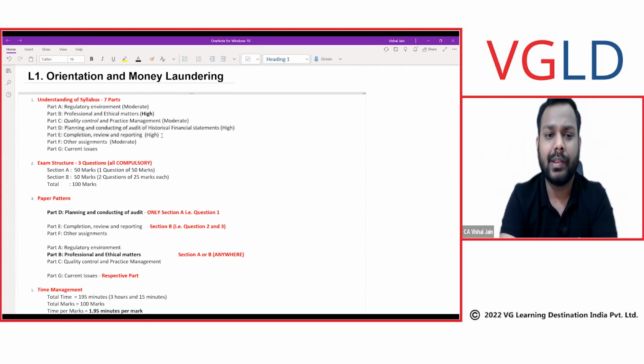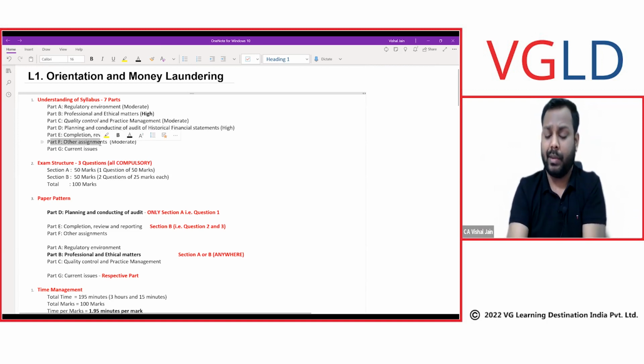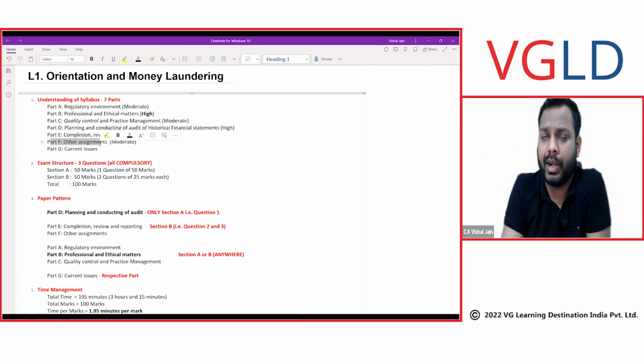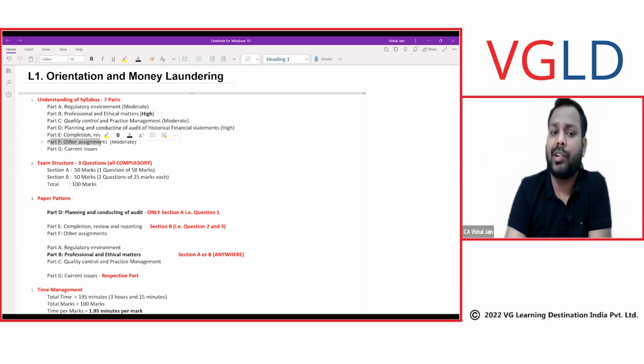Now comes other assignments. The weightage is moderate. In this, we'll study about what is forensic accounting and forensic auditing, what is due diligence, okay? And we'll understand about going concern issues. So all those things, like small points, we'll be studying about in part F. We'll study about the ESG reporting. Okay, all those things we'll be studying in part F, that is moderate.